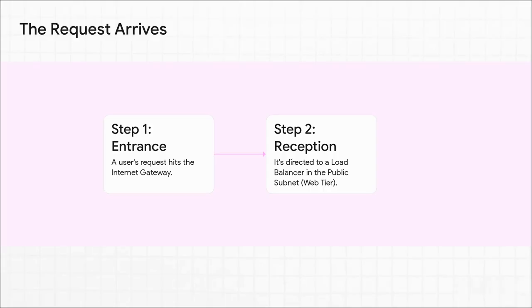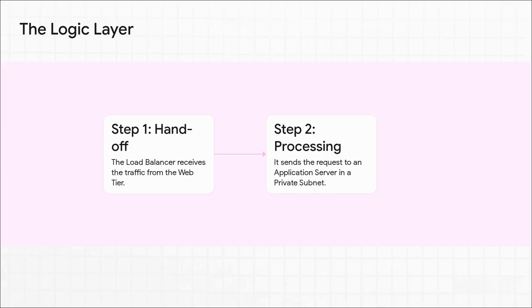Okay, so picture it. A user types your website into their browser and hits enter. That request zips across the internet, arrives at your VPC's front door, the internet gateway, and is immediately sent to your public subnet. And sitting there, in that public lobby, is a load balancer, acting like a traffic cop or a receptionist, ready to direct the request. Now that load balancer doesn't actually do the work itself. Instead, it forwards the request deeper into the fortress, into a private subnet.